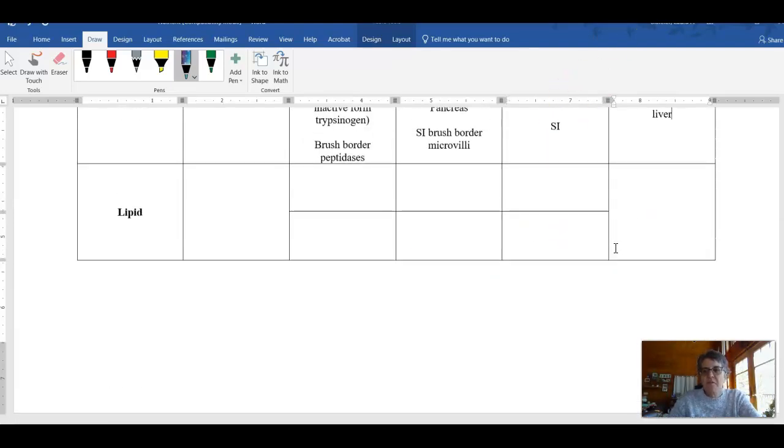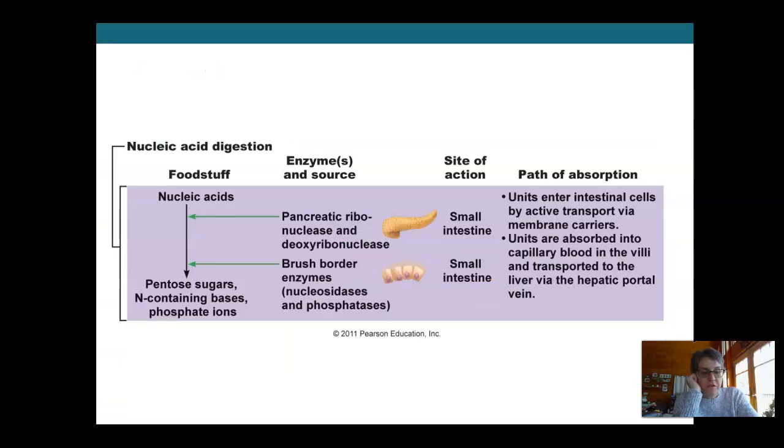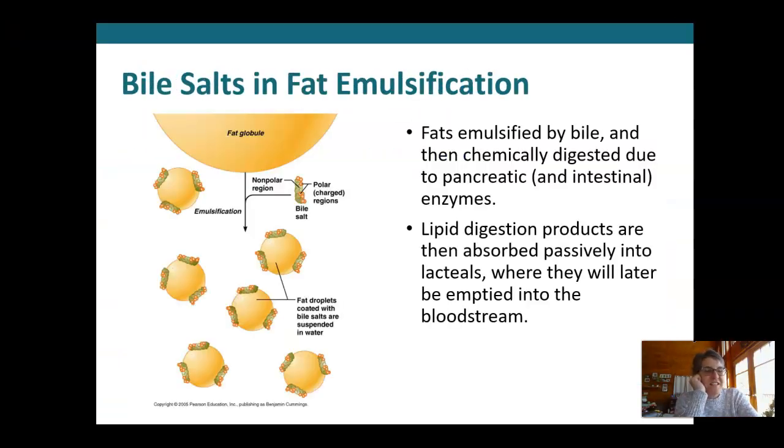So now we come to lipids. So let's look at the PowerPoint first. I checked to see if I was recording because I'm like, oh my gosh, if I forgot to hit record and I'm this far along, I would cry. I'm recording, thank goodness.